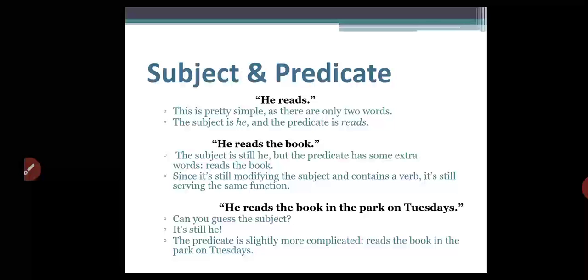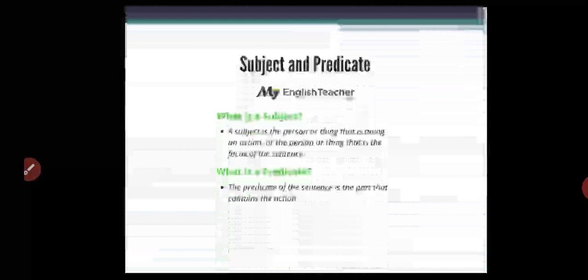But the predicate changes. In the first sentence, the predicate was only reads. In the second sentence, the predicate was reads the book. In the third sentence, the predicate is reads the book in the park on Tuesdays. So what basically is a subject? A subject is the person or thing that is doing an action, or the person or thing that is the focus of the sentence. That is the main part of the sentence. Whereas predicate is the part of a sentence that contains the action, what the person does, when the person does it, where the person does it. All these are the predicate.